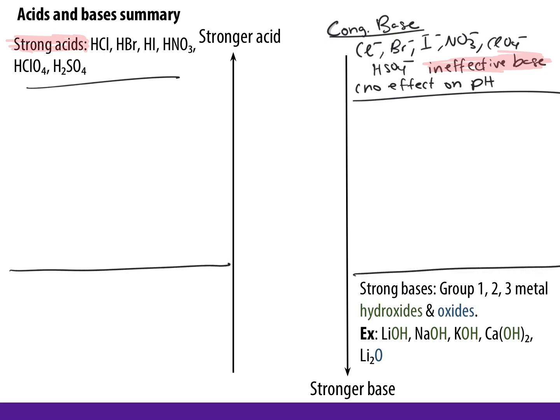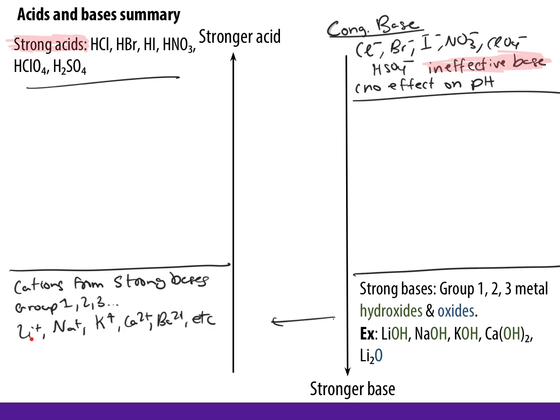Now we're going to cheat a little bit going this direction. Here we're not going to have the actual conjugate acids. The conjugate acid of these would basically just be water. But here we'll just say the cations from those strong bases. Things like, again, any group 1, 2, or 3 cation, Li plus, Na plus, K plus, and so forth, Ca2 plus, Ba2 plus. These are all of what we'll call our ineffective acids. So these things don't affect the pH at all as well.